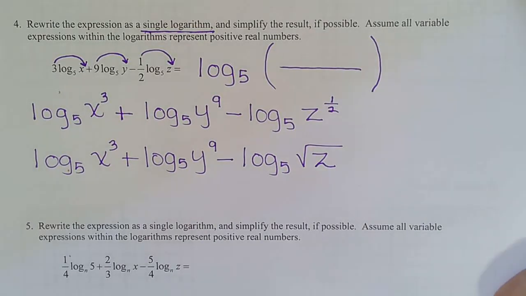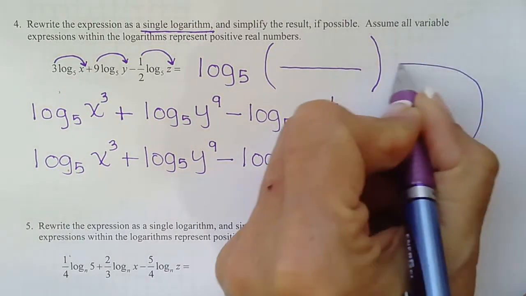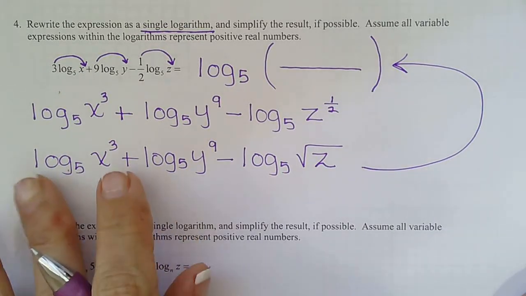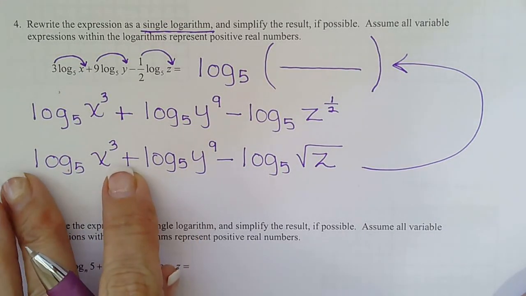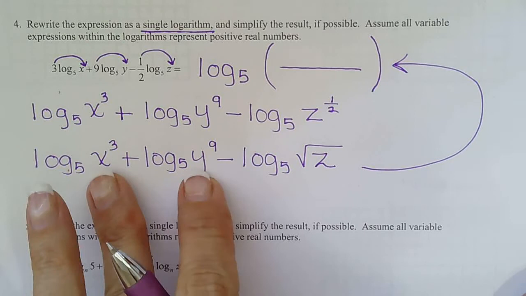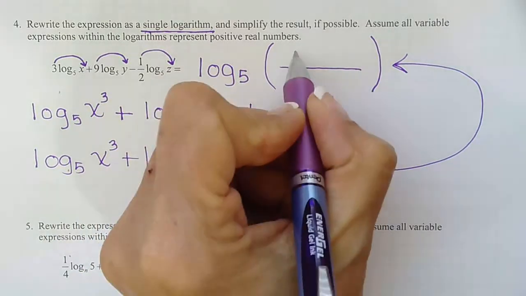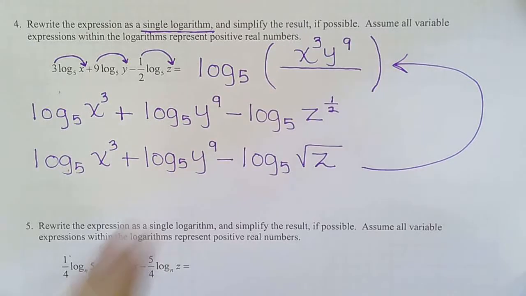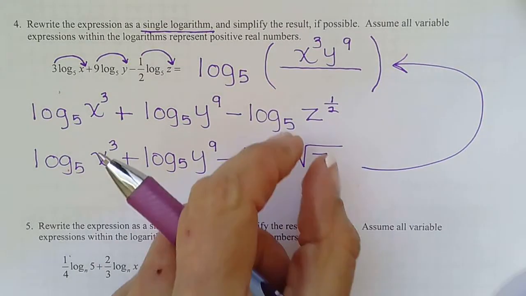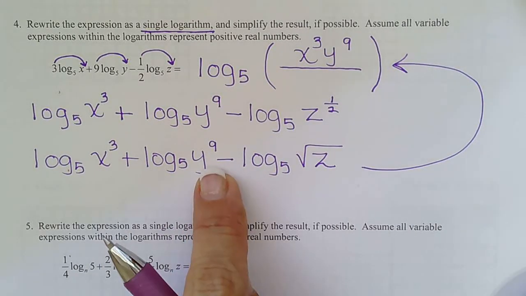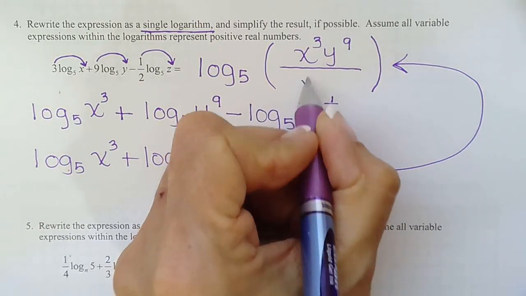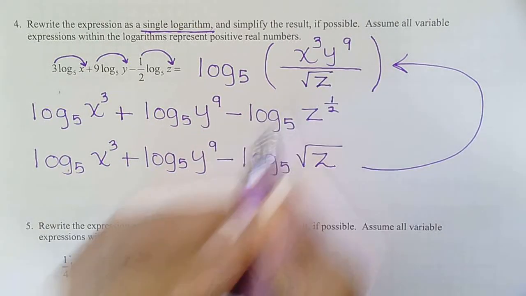Now we can go up to our answer. So just as we did in the last problem, anything with positive logs stay in the numerator and get multiplied. So it's going to be x cubed, y to the 9th. And anything with a negative, remember negative exponents go down, well negative logs, their argument goes down. So in the denominator we have square root z.